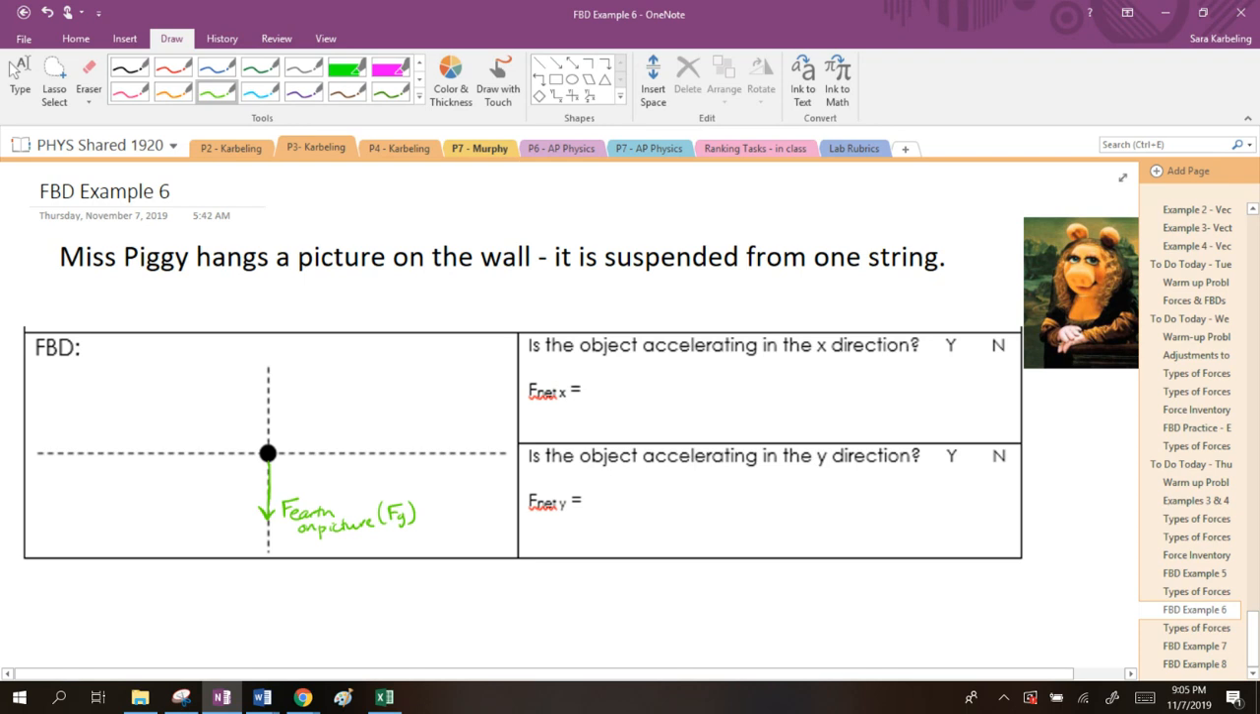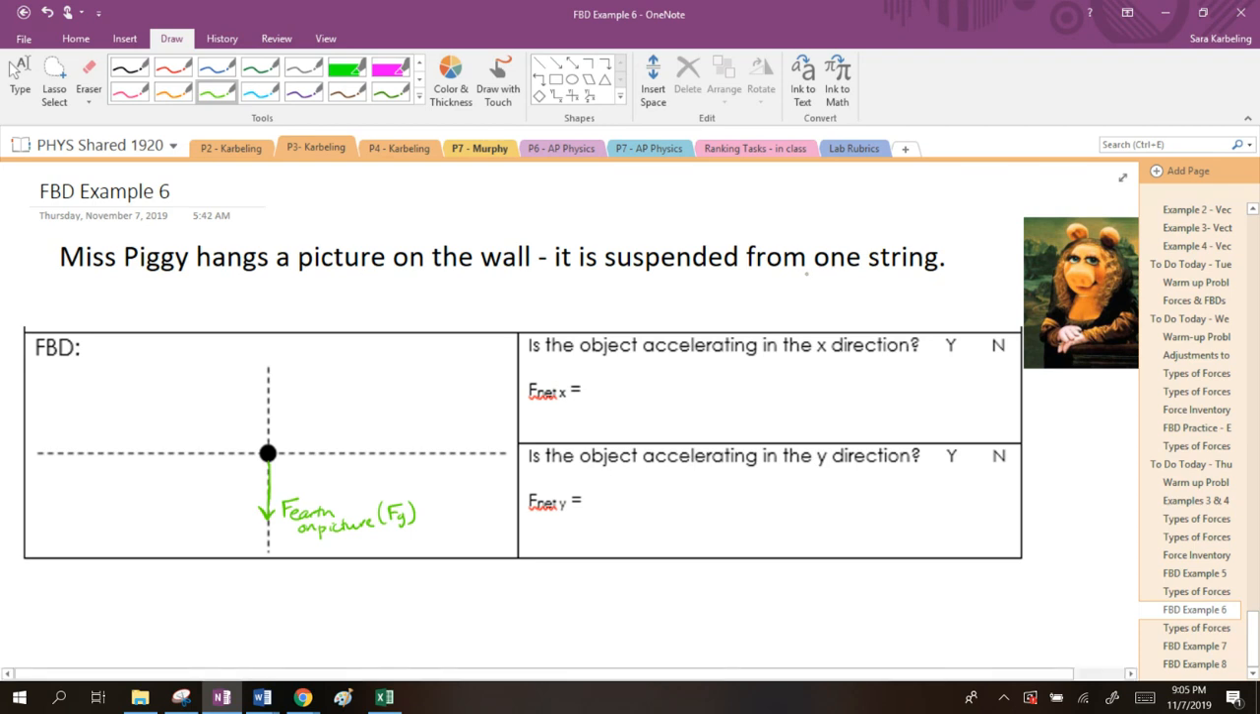Because we don't have a surface, it's not sitting on something, there is no normal force. That's something that I really want to make sure that you understand: if there's no surface, there's no normal force. Unlike the frog sitting on the table or the bowling ball sitting on the floor, no normal force exists because there's no surface.